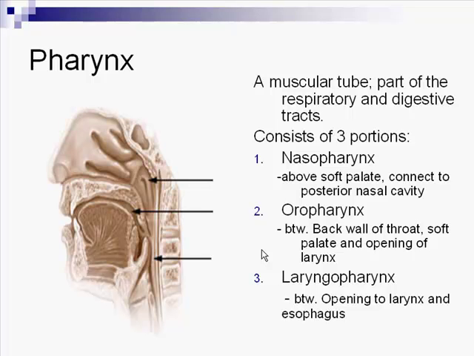The nasopharynx is the region above the soft palate and connects the posterior nasal cavity. Oropharynx is between the back wall of the throat, soft palate, and opening of the larynx. So when you have a patient open their mouth and look in, the oropharynx is at the back wall of the throat. Laryngopharynx is the opening to the larynx and the esophagus.